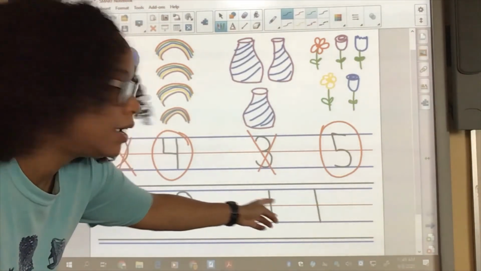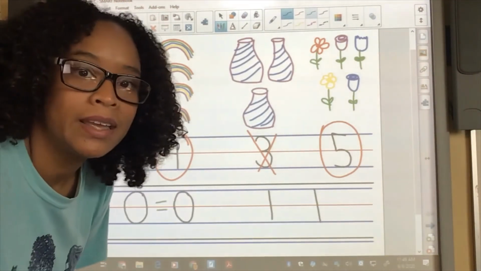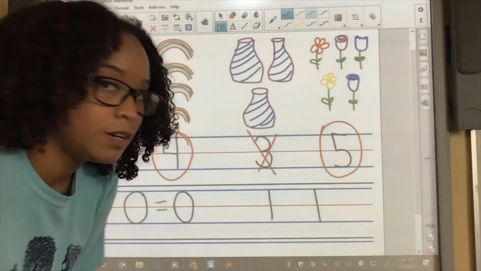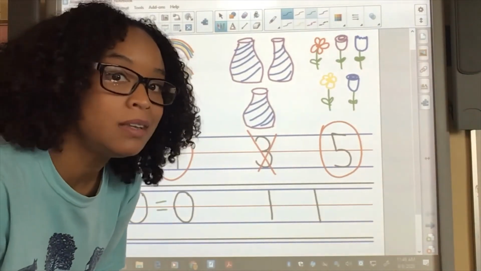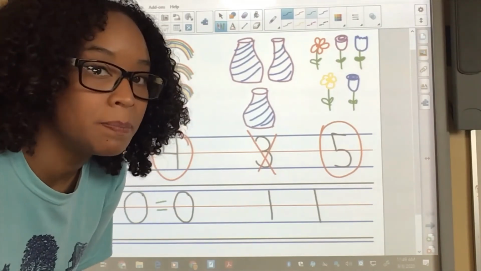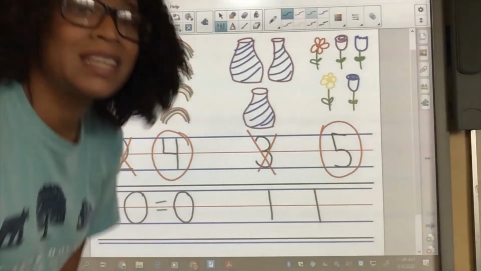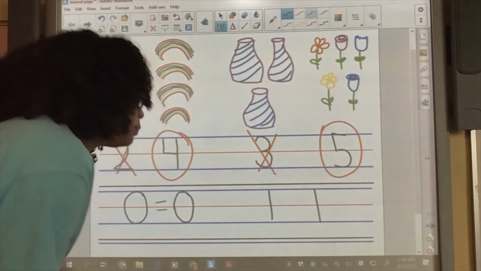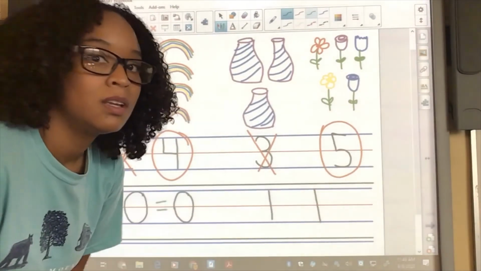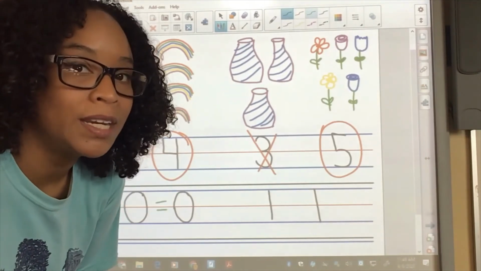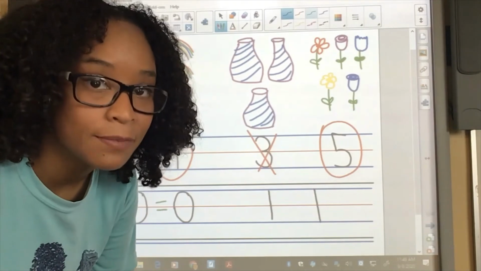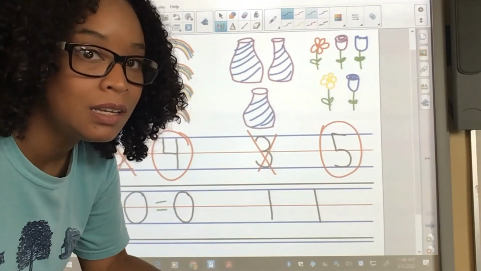We have a 1 and we have a 1. Is either of those numbers greater? We have a 1 and a 1. Nope, there's not either of them that's greater. Neither of them is bigger. Is either of them less or smaller? Nope, still have a 1 and a 1. So what is that 1 and that 1? They are what? They are the same, which means they are equal.